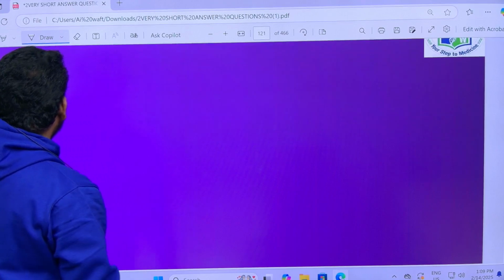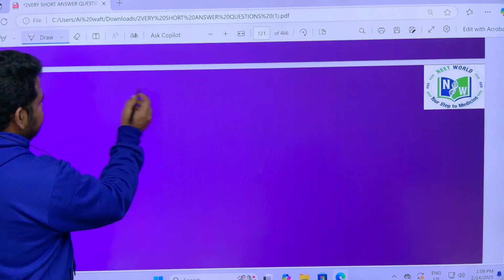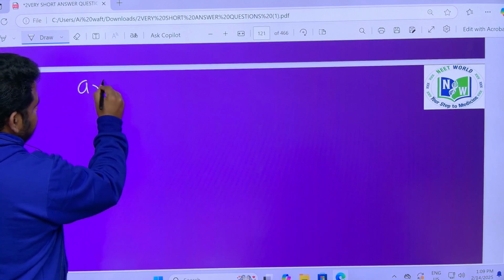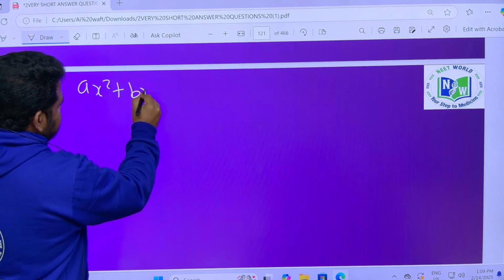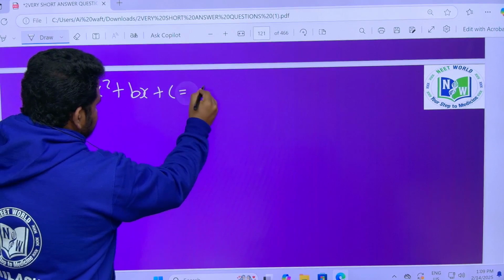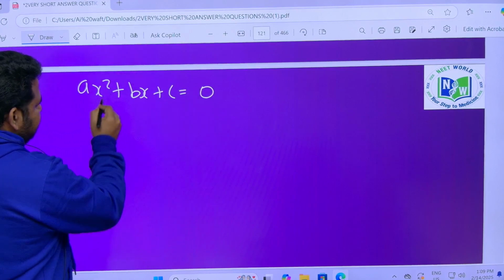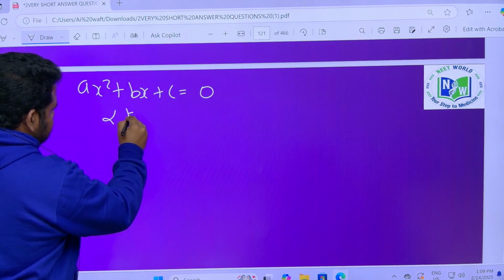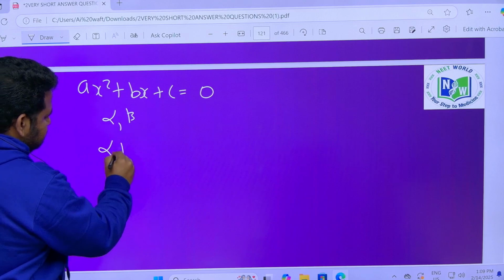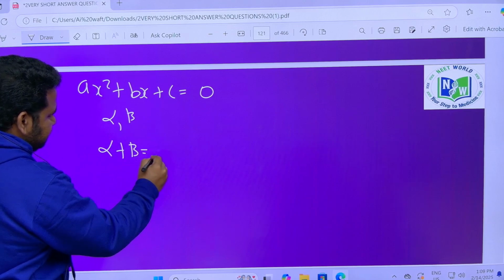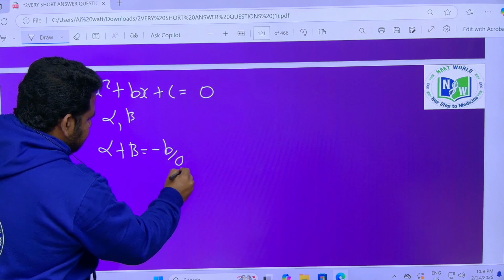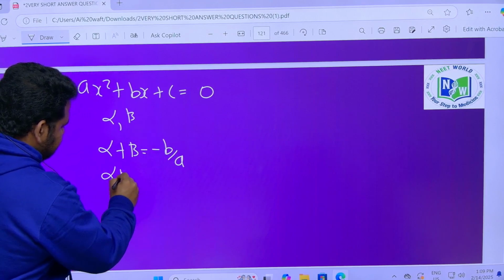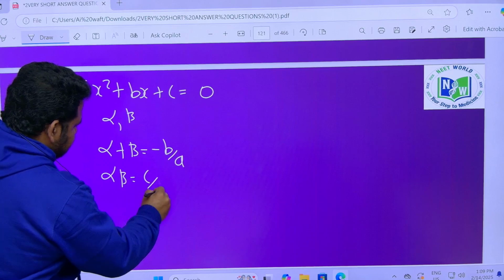Suppose they were given an equation of the form ax square plus bx plus c is equal to 0. Okay, so this is a quadratic equation. So let alpha and beta be the roots. We know that the sum of the roots is given by alpha plus beta is equal to minus b by a, and the product of the roots is given by alpha beta is equal to c by a.